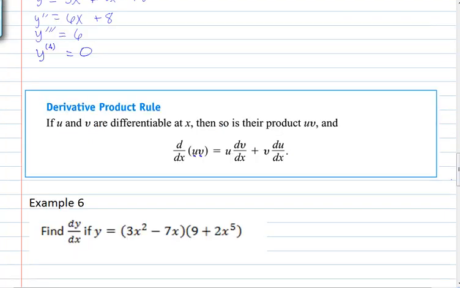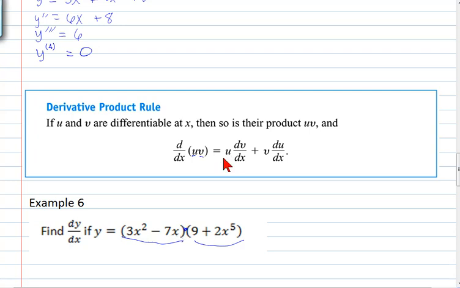Now, because we don't like multiplying all this stuff out all the time, we're going to look at how to take the derivative of a product. u and v are both differentiable functions of x. You need to know that. So here's a function of x times a function of x. We'll look at this problem. Here's a function of x times a function of x, right?